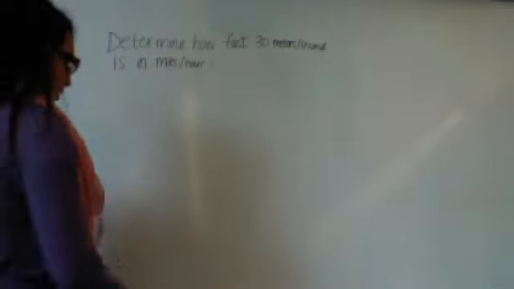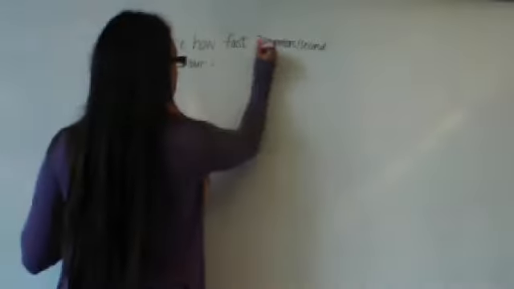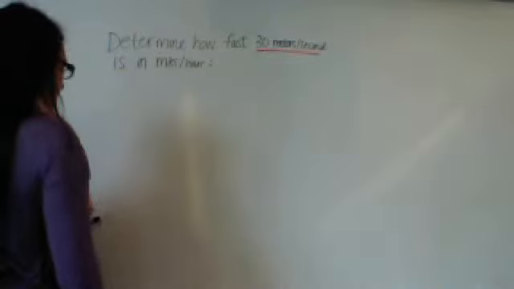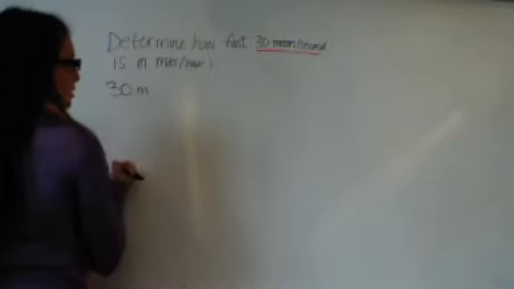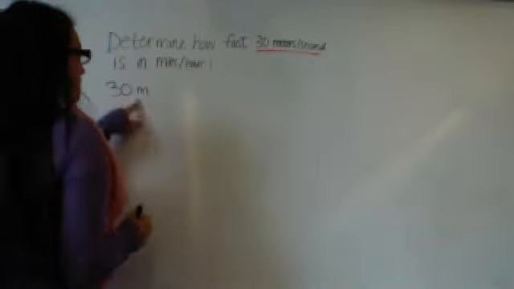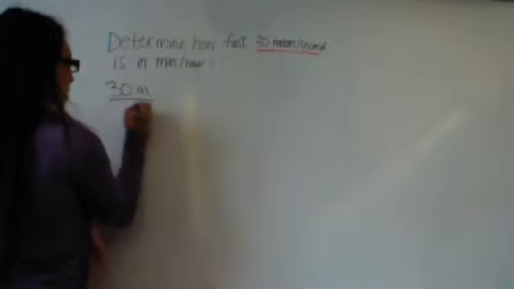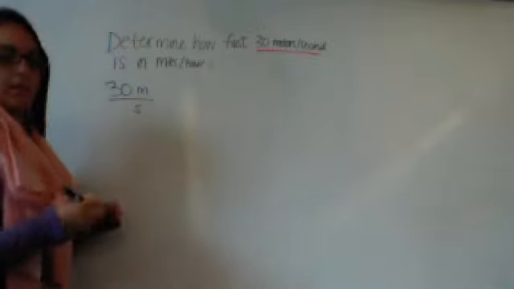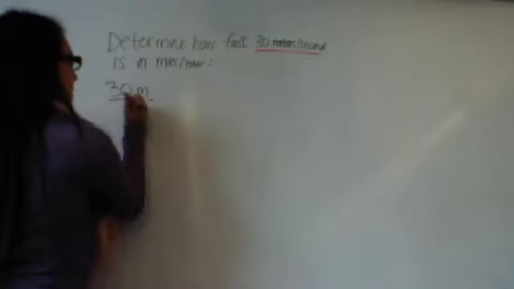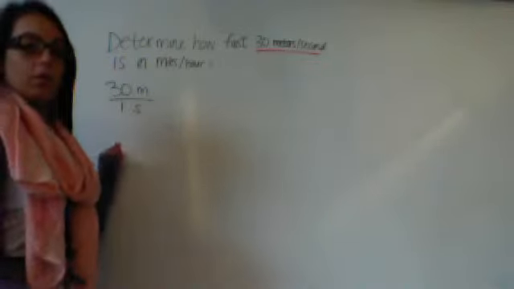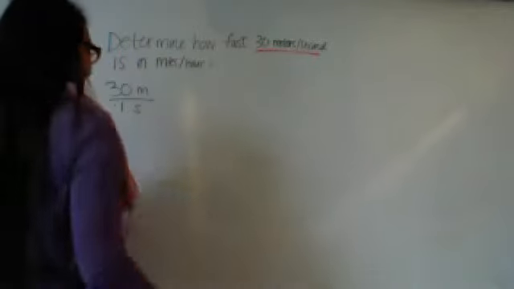So we always start with our first value, 30 meters per second. So we start with 30 meters on the top. Meters is just an M. Per second. Second is just an S. Sometimes you can write SEC. But this is the same as just putting a 1, right? 30 over 1 doesn't change the value of the number.